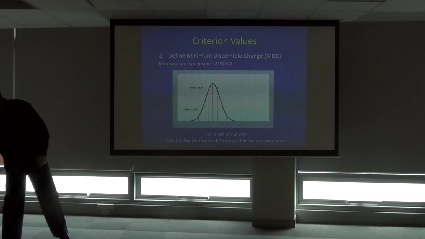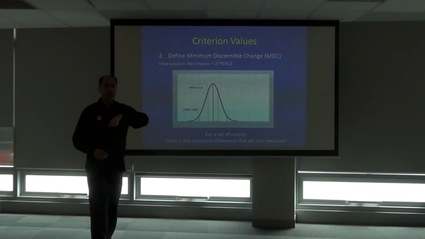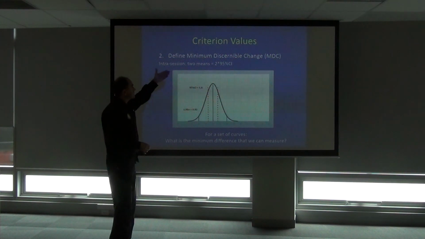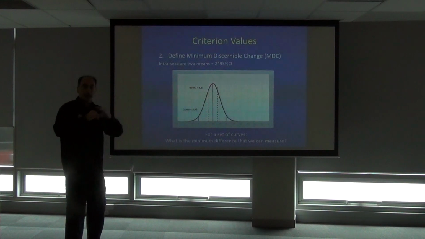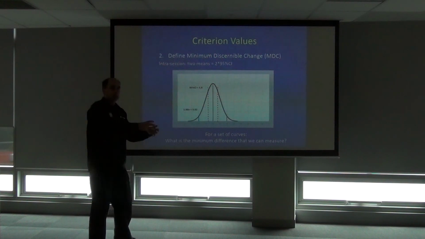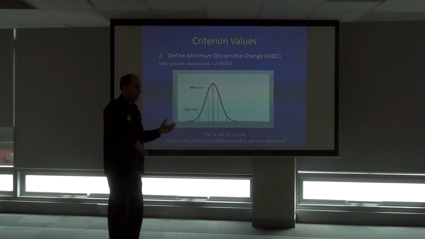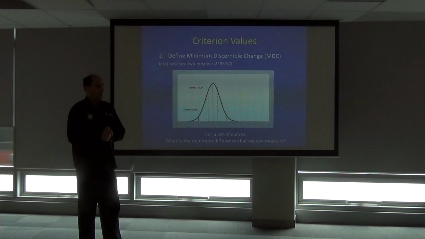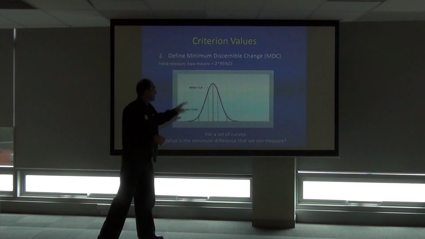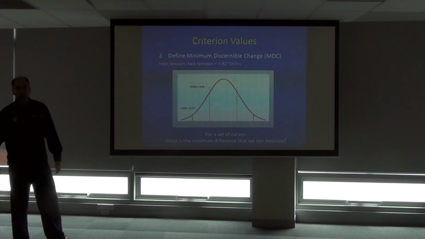Criterion values. Minimum discernible change. So we've put together some minimum clinically important differences. The minimum discernible change, we covered earlier. There are two variations. One is intra-session, based on a mean compared to another mean, a set of data with a similar setup between both, using two standard deviations. That's one definition of minimum discernible change.